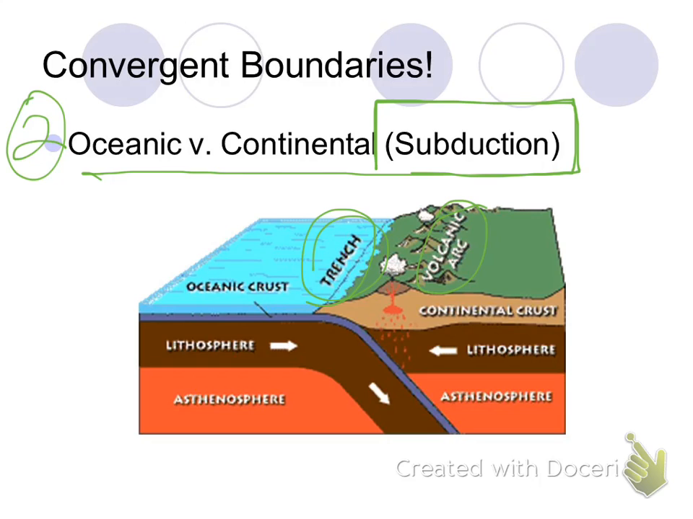Okay, all right. We have one last type of convergent boundary. So we're still in that middle box. We've done oceanic versus continental. So what's our last one going to be? Continental versus continental. Good, you guys are with me.